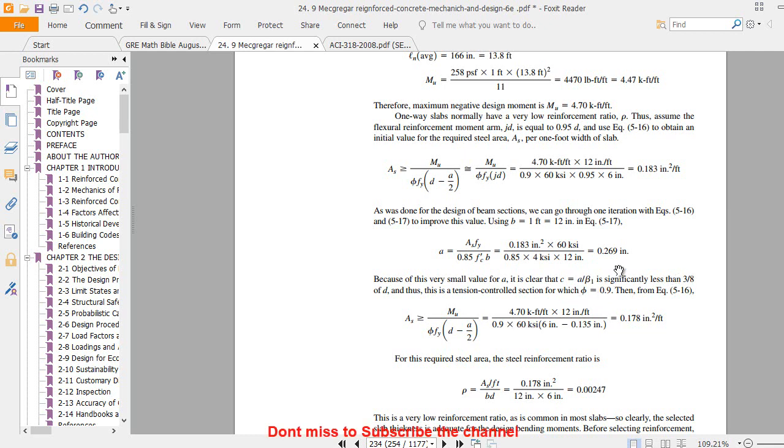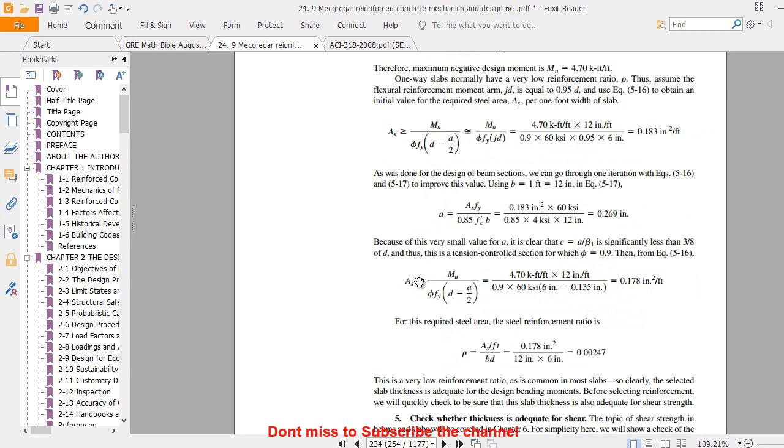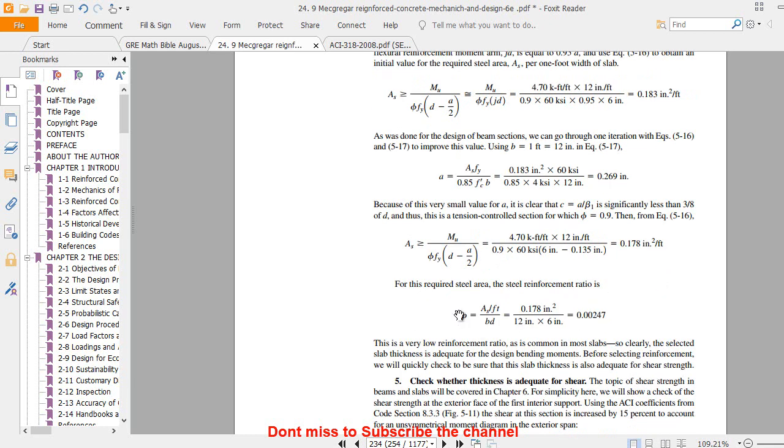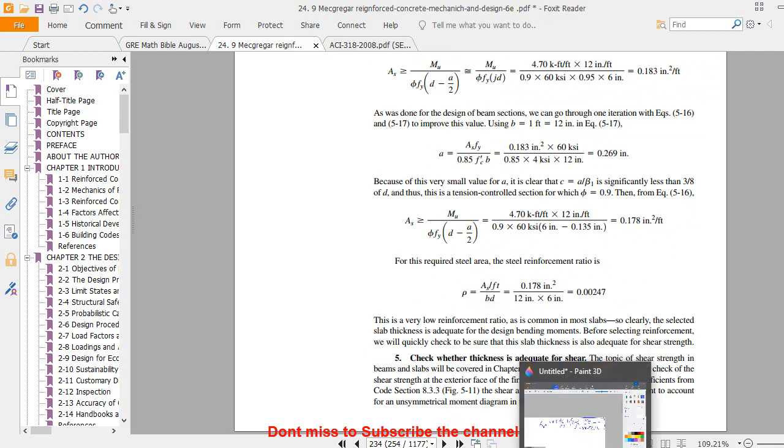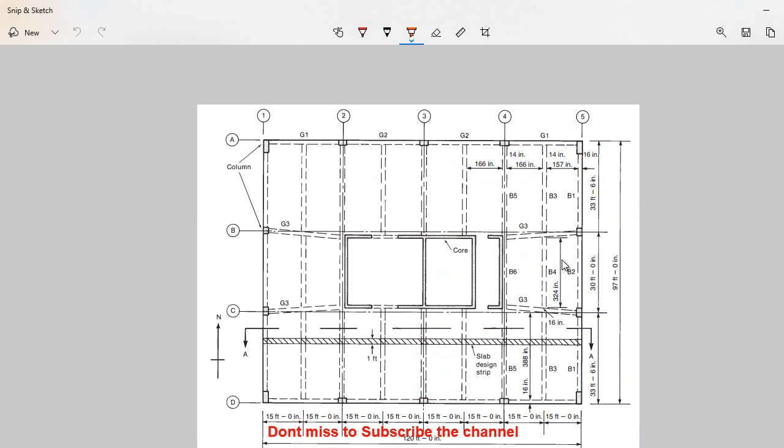Now here all the things are satisfied. That's why the ACI code allows us to use 0.9. So again we calculate A, that is 0.178 inch square per foot, and this is the provided reinforcement ratio rho. A divided by BD is 0.00247. Clear? So that is the rho value, and you already know how we calculate it.